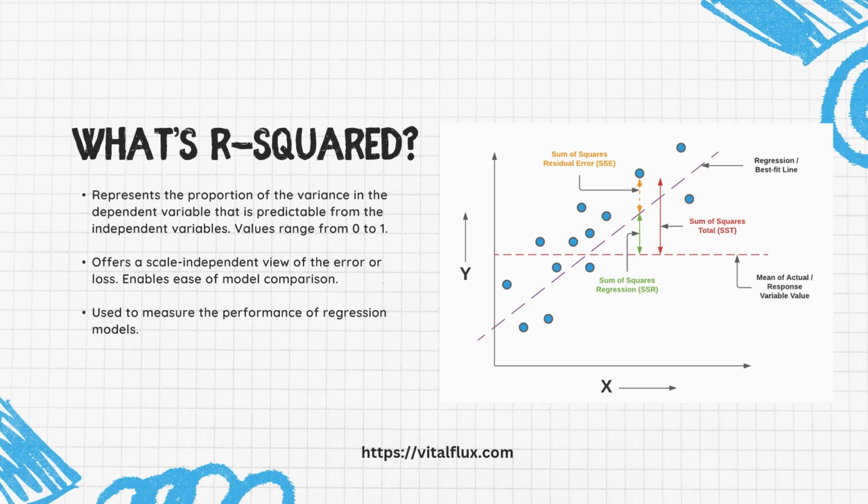So R squared can be represented as the ratio of sum of squared regression and the sum of squared total, or it can also be represented as 1 minus the ratio of sum of squared residual errors and the sum of squared total. So this is the concept of R squared.